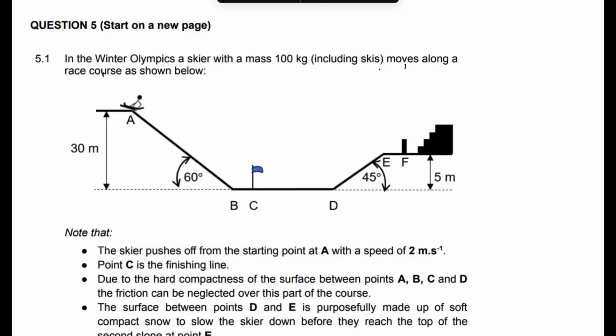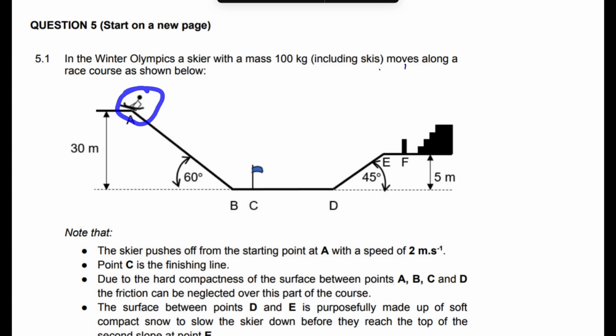This is the Western Cape Province question paper, September 2024. It's one of the districts in Western Cape. So it says, this is a work, energy and power question. In the Winter Olympics, a skier with a mass of 100 kg, including skates, moves along a race course as shown below. This is the race course, right?